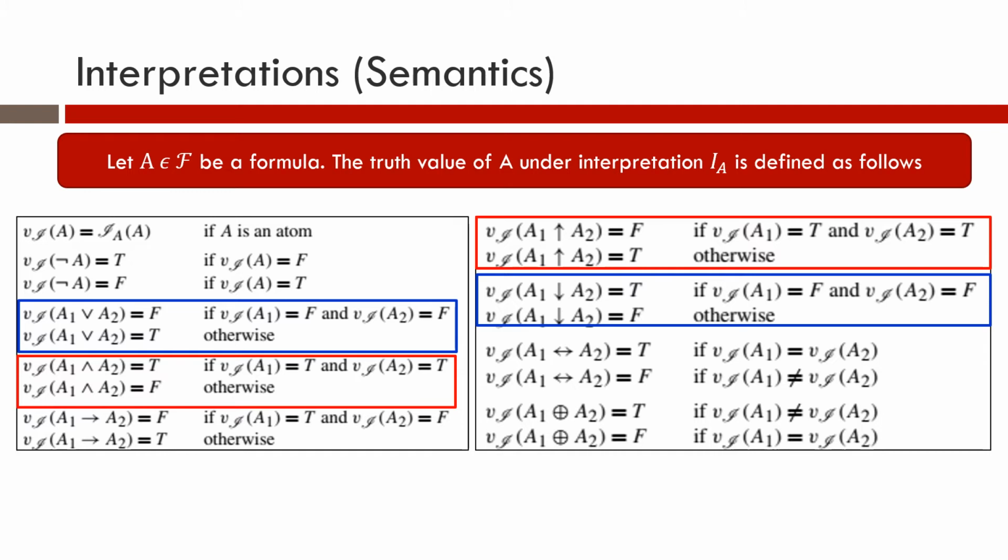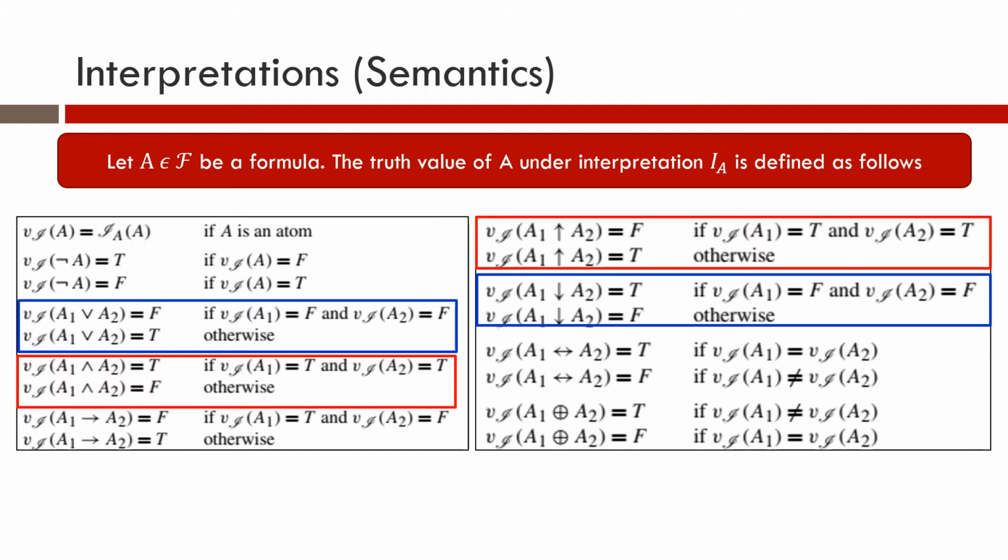Next operator is equivalence operator. Equivalence operator is like when both its operands have the same value, that is either true or false, then the value will be true. If the truth value of A1 is not equal to the truth value of A2, then the value of A1 equivalence A2 will be false.